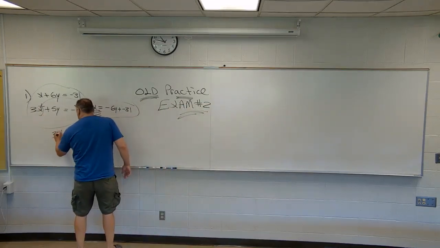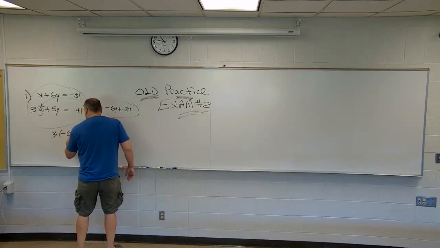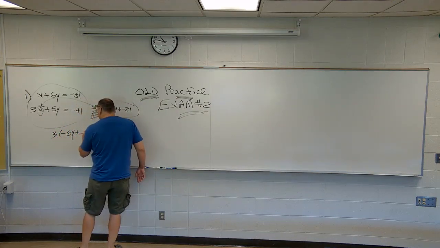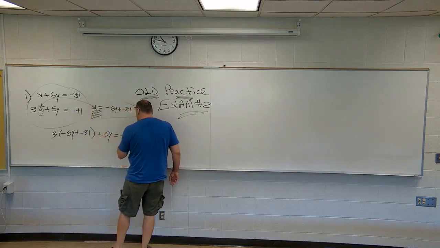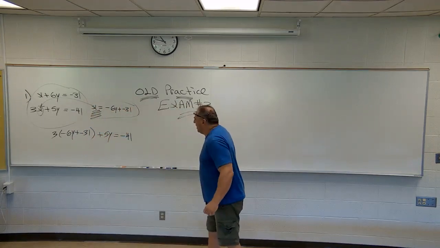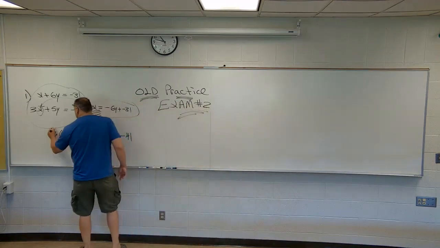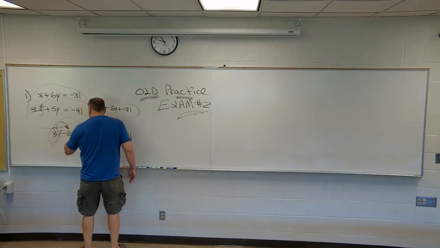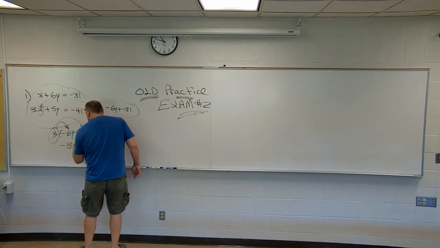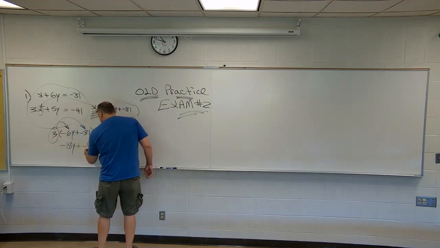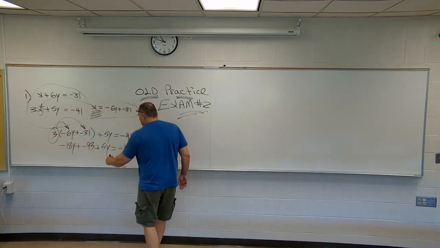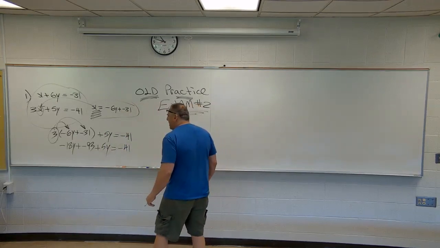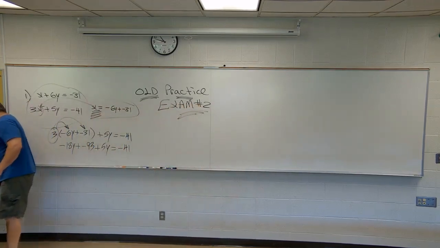Go right here. 3x is 3 times negative 6y plus negative 31, plus 5y. We got this right here. 3 times negative 6y is negative 18y. 3 times negative 31 is negative 93. All right, the rest should be pretty basic stuff, guys, that we're making moves on. Let's see what we can say here.